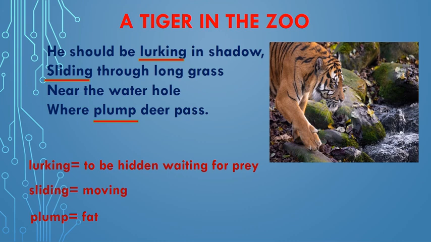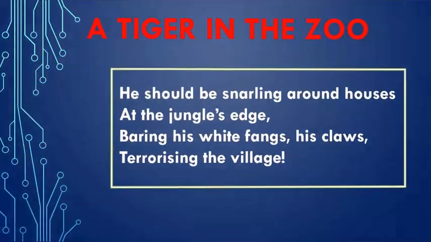Plump, P-L-U-M-P, plump means fat deer. A very fatty deer. When the very fatty deer comes, immediately it starts hunting and attacks the deer. So it should be lurking. Lurking means to be hidden in the shadow, sliding through the long grass, simply hiding in the long grass shadow when the prey is coming. Yes, prey means.